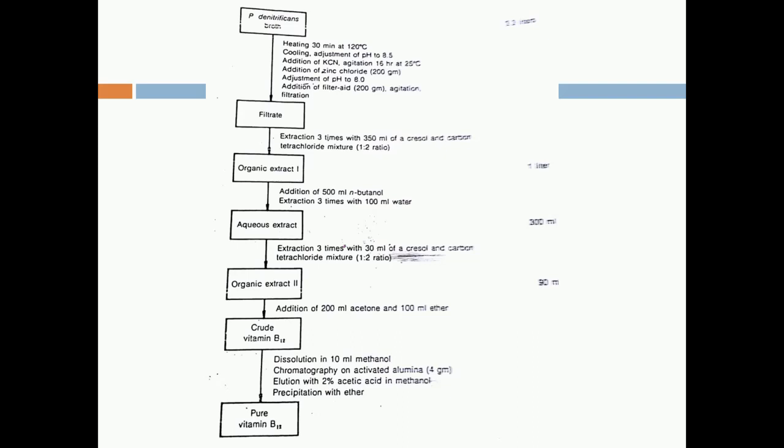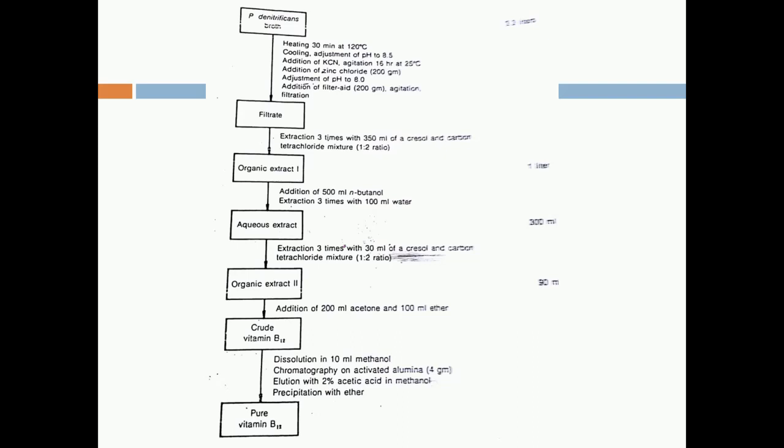After which a small amount of zinc chloride is added, again pH adjustment is done, and finally filter aids are added because we want to separate the organism from your filtrate, because your filtrate has your product. So to aid the filtration process, filter aids are added, and once filter aid is added, definitely your filtering rate is going to increase. That is how your filtrate is collected.